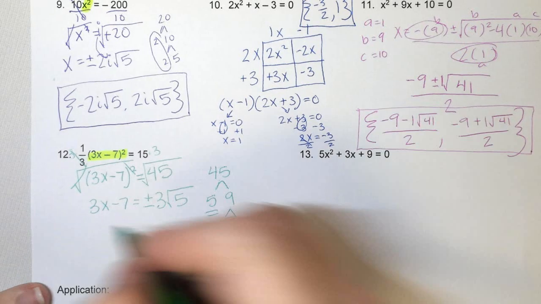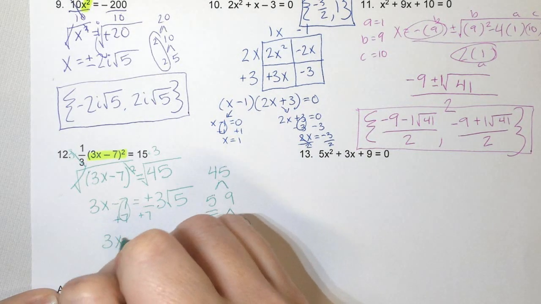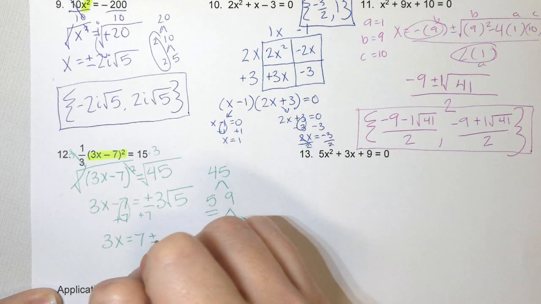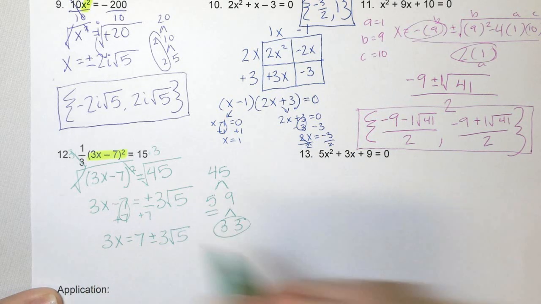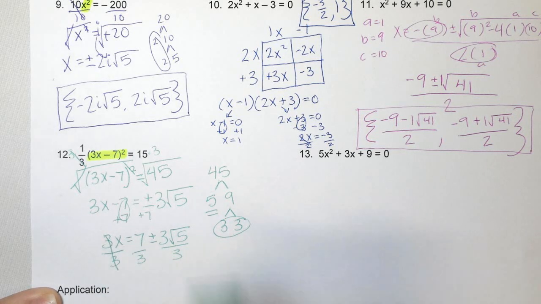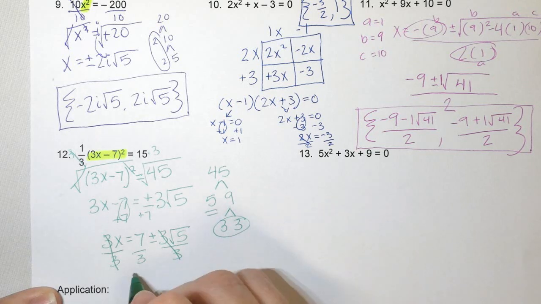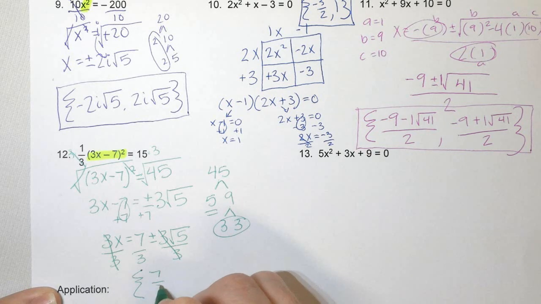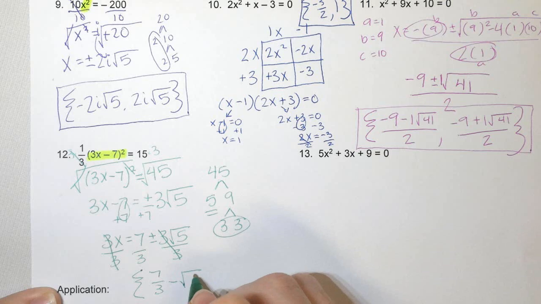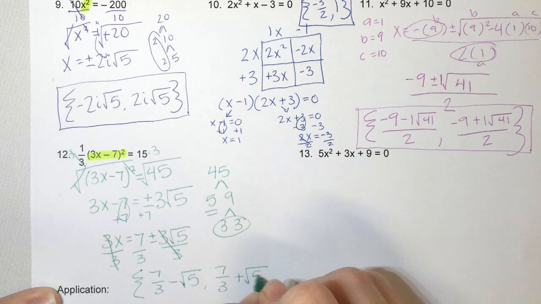We're going to add 7 to both sides. And we get 3x equals 7 plus or minus 3 root 5. And we're going to divide by 3. And remember, we always break apart right here. 7 over 3 doesn't simplify, but these 3's cancel. So my final answer is 7 over 3 minus root 5 and 7 over 3 plus root 5.